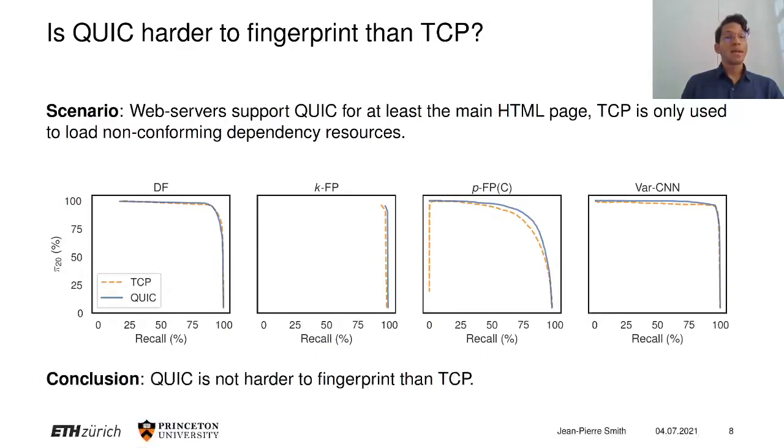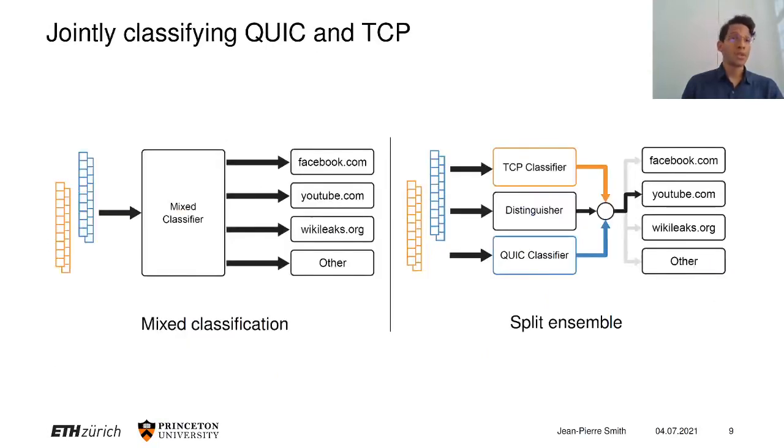So given that QUIC is not harder to fingerprint than TCP, and that an adversary needs to account for both protocols, how may he go about doing this? We evaluated two potential approaches for jointly classifying QUIC and TCP samples.